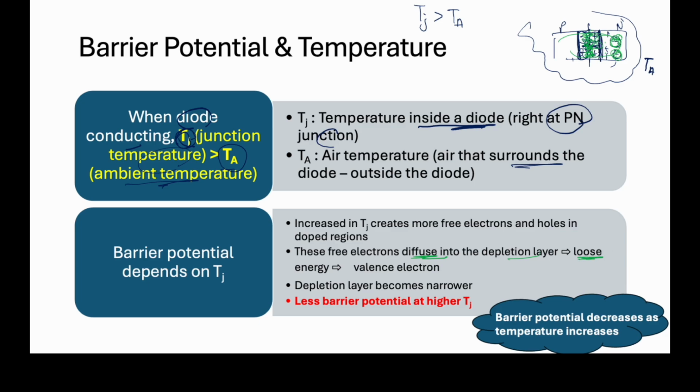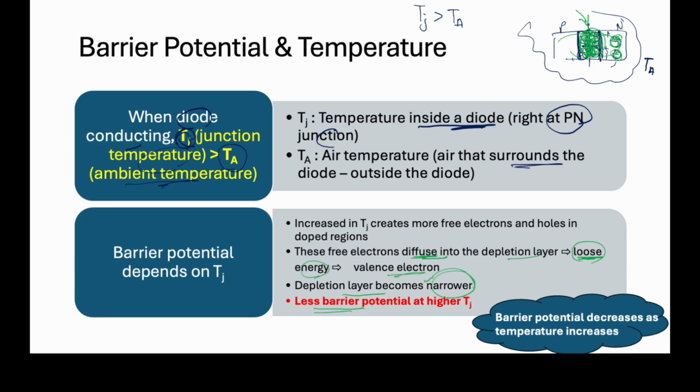It will collide with the bonding between the positive charge and the negative charge at the depletion layer and make their energy become loosened. So it will then create a valence electron at this depletion layer and make the depletion layer become narrower. So it will make the barrier potential here become lesser and lesser.